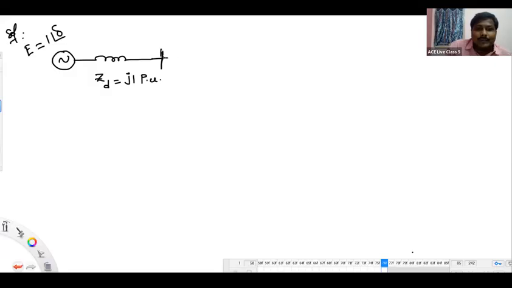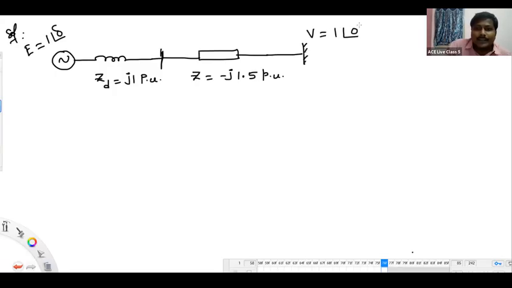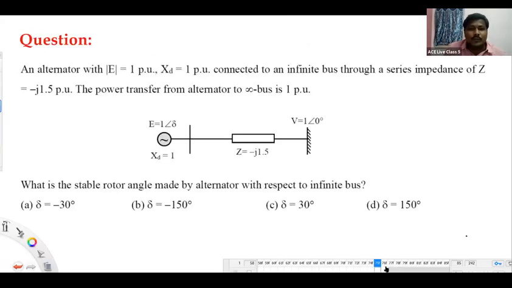And we have some series impedance connected, Z value minus J 1.5 per unit, and the infinite bus. And this voltage he said as 1 at an angle 0 degree.